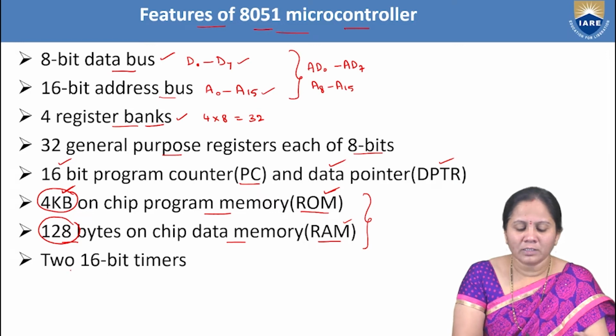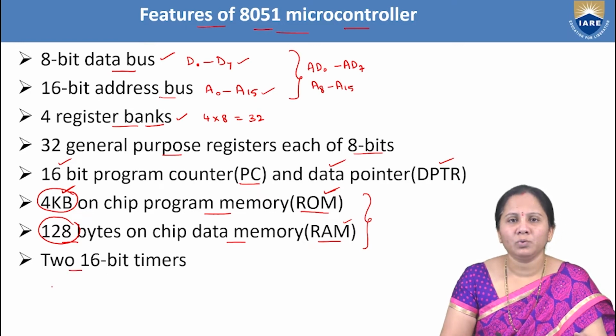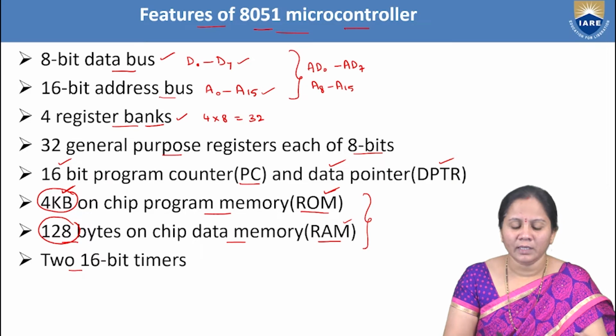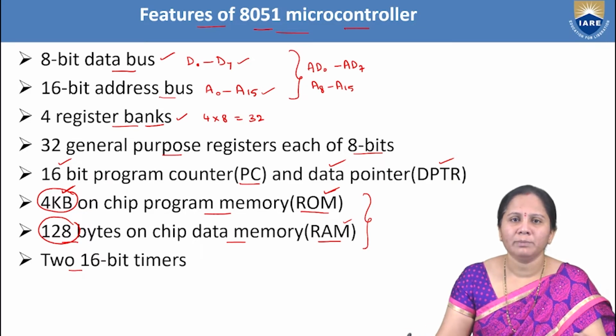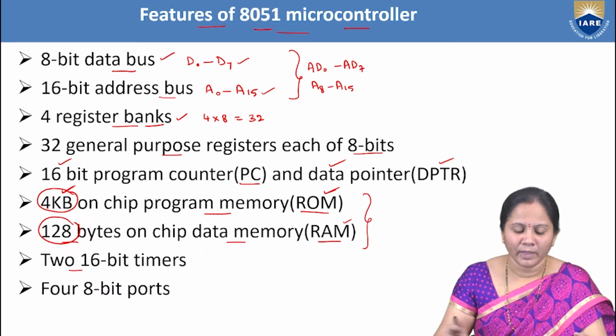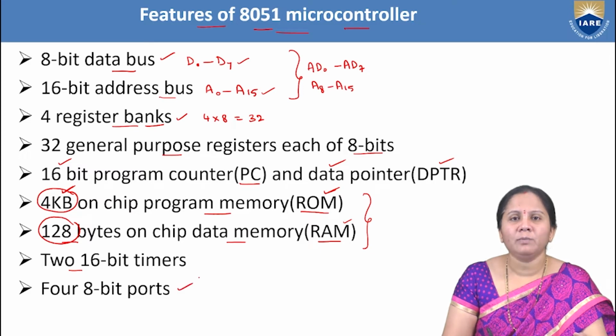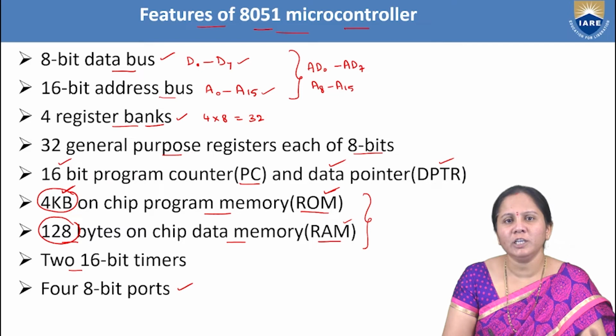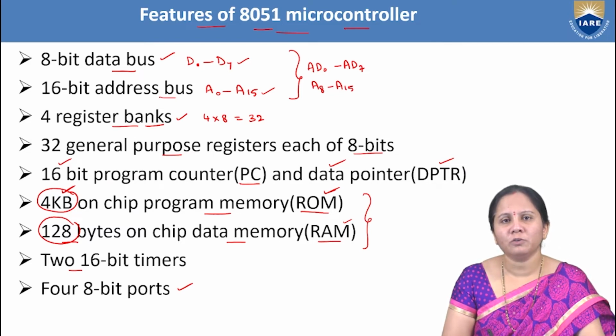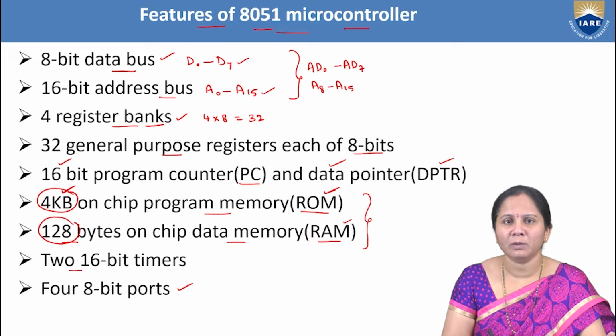Now, in the 8051 microcontroller, we have 2 timers available. Each timer is 16-bit. And 4 8-bit ports are available, so totally 4 ports, and each port size is 8-bit. The 4 ports are port 0, port 1, port 2 and port 3. All these 4 ports are bidirectional ports. Each port size is 8-bit.